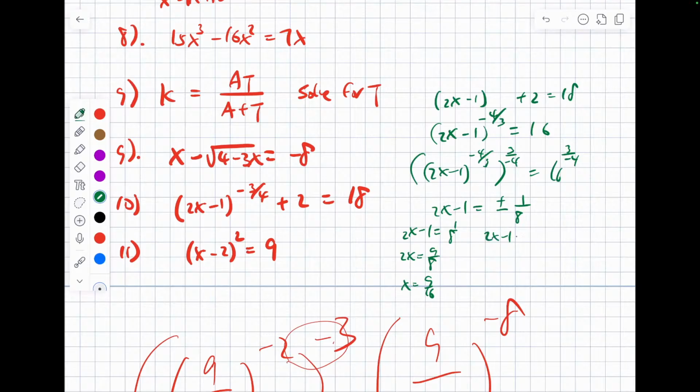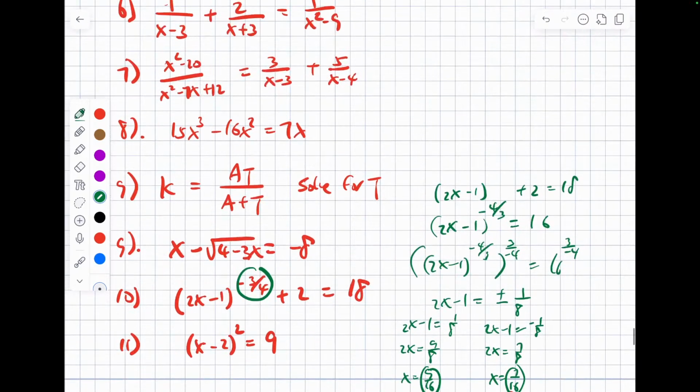And 2x minus 1 equal to -1/8. 2x equal to 7/8, and then x equal to 7/16. Unfortunately, I read this part wrong. It was supposed to be 4/3. You must know how to solve literal equations like this number 9. Apparently, I don't know how to number my numbers.